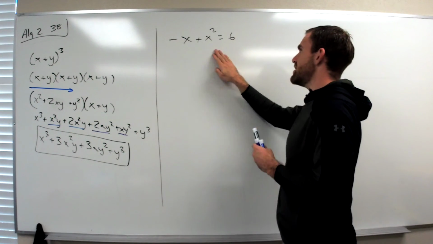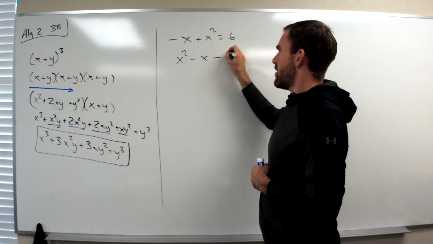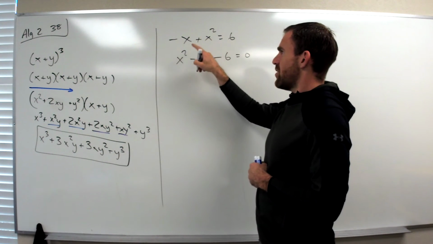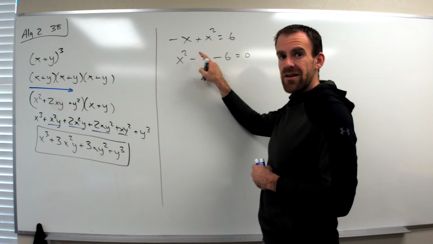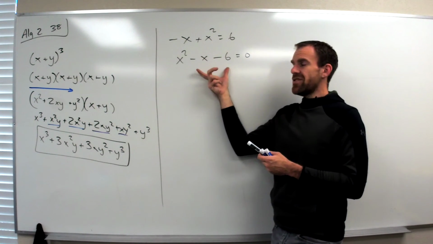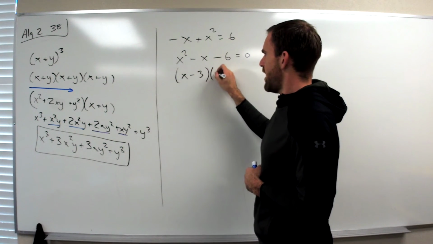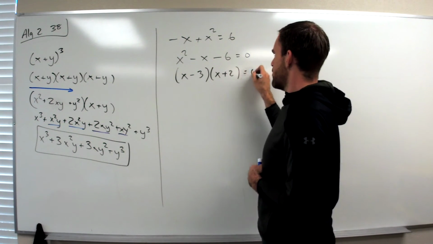So I'm going to move the 6 over, and I'm going to orient these in descending power. So that means I want the highest power first, which is x squared, then the first power, and then no power. Now, can I factor this? Yeah. It's x minus 3, x plus 2 equals 0.